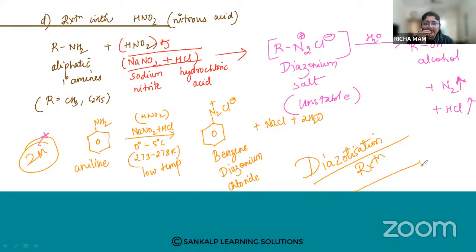Okay, so how do we get nitrous acid? Remember that when NaNO2, that is your sodium nitrite, reacts with HCl, we are going to get nitrous acid. So when aniline reacts with nitrous acid, a condition is that the temperature should be very low. It should be maintained at 0 to 5 degrees Celsius, or in Kelvin, 273 to 278 Kelvin.